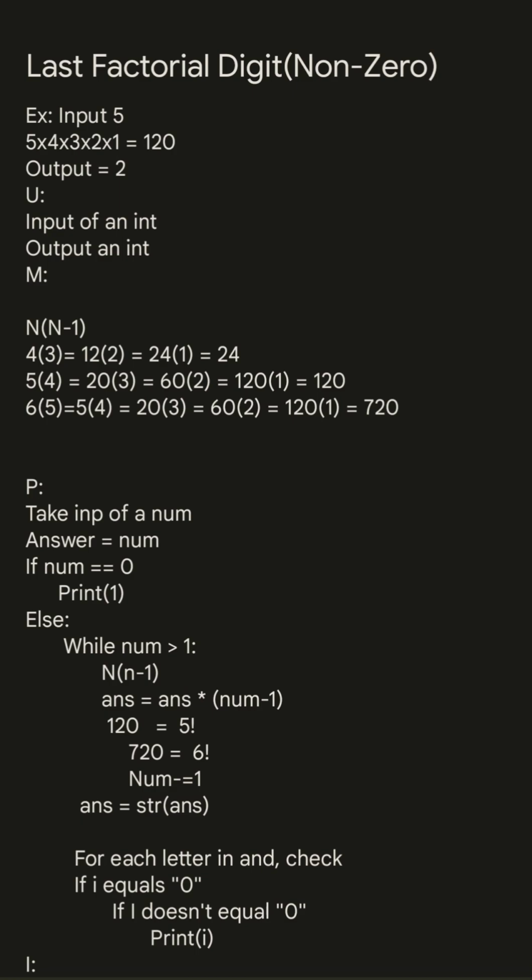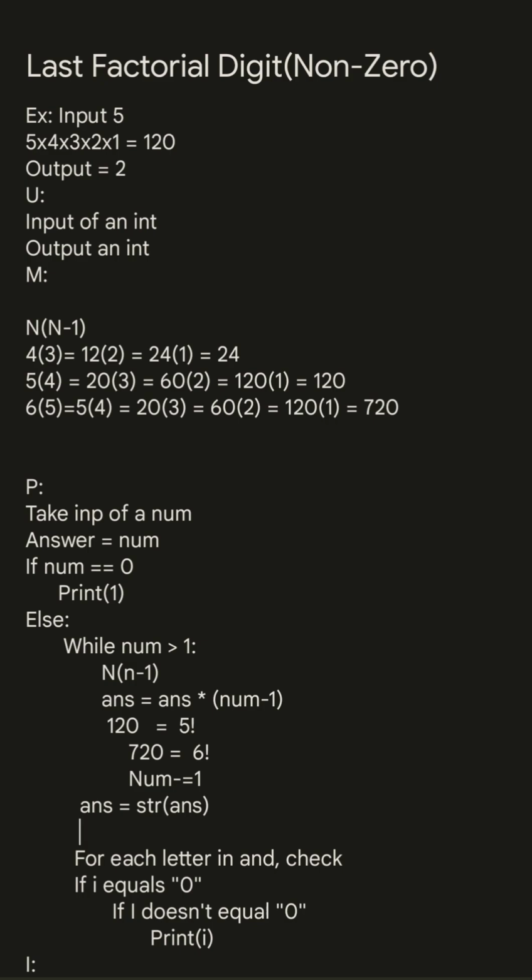Non-zero meaning that if there's a zero at the end of whatever our number is, ignore it. Keep going, keep going, keep going until you get a number, until the number is a non-zero. That's basically the way this problem is going to be going.